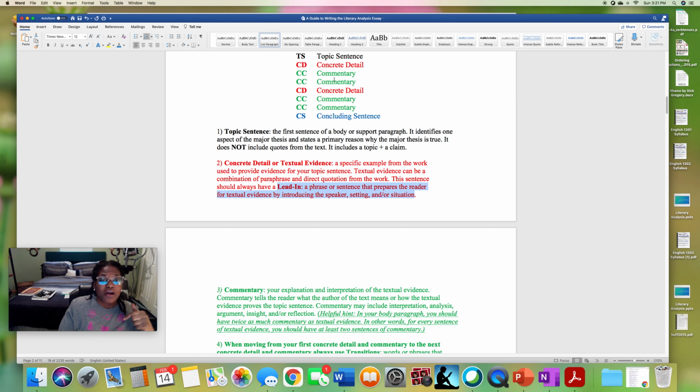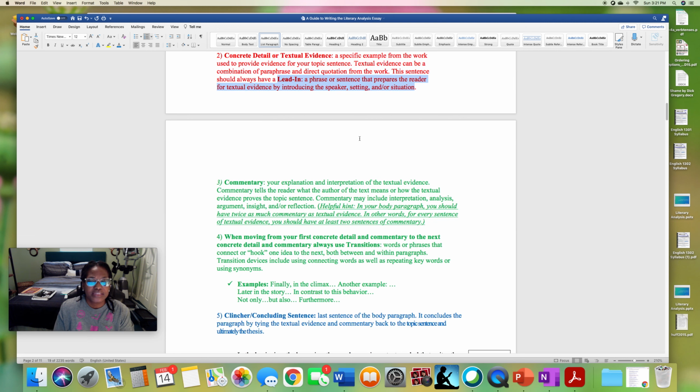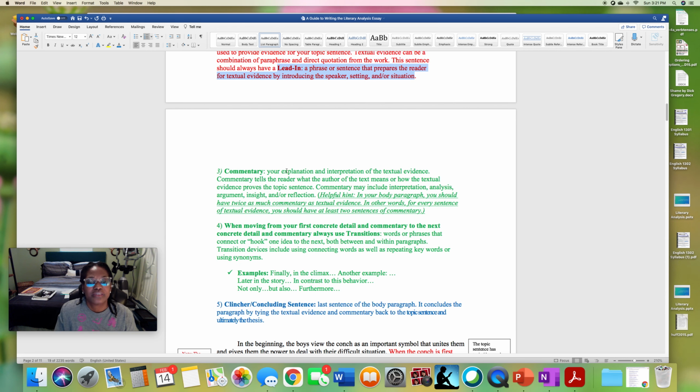The CC part of this acronym is going to be commentary. This is where your explanation and your analysis of your evidence takes place, right? Your evidence is used to prove your topic sentence. Your commentary is used to explain how your evidence proves your topic sentence, right? And so the CC part of that acronym is going to be your interpretation of the evidence. You're going to tell me what the text means or what the writer was suggesting by having this particular evidence or information presented in the text.